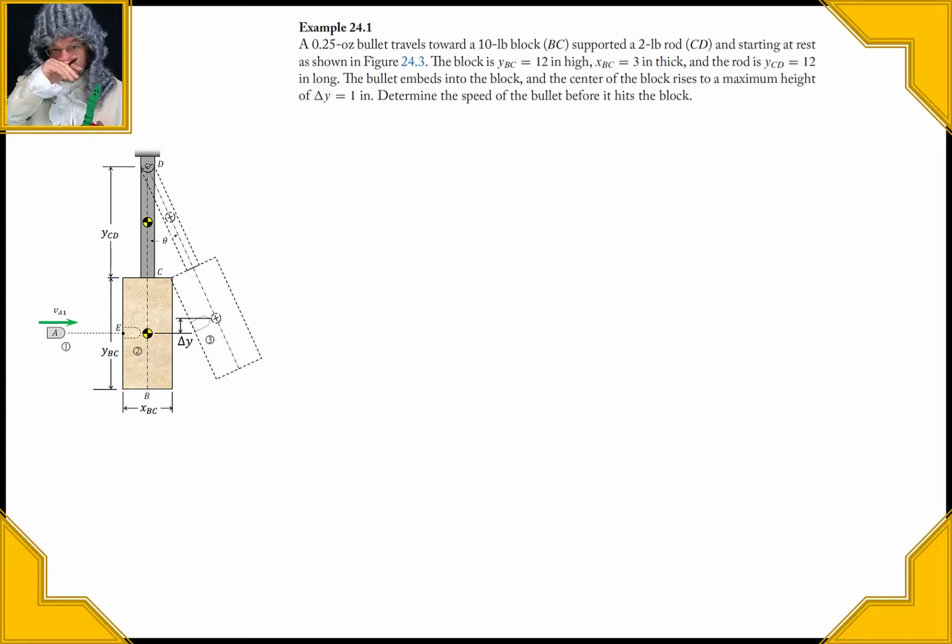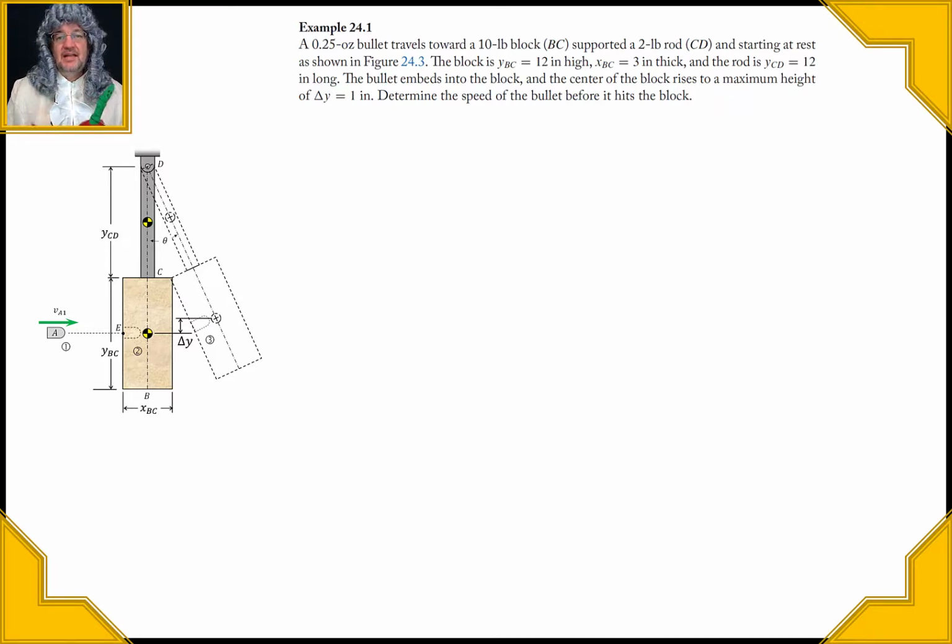It's traveling towards a 10-pound block that's supported on a rigid rod, and the rod weighs 2 pounds. It starts at rest, as shown, and the block is 12 inches high and 3 inches thick. The rod is also 12 inches long, and its width doesn't matter. It's slender enough that it's not going to matter.